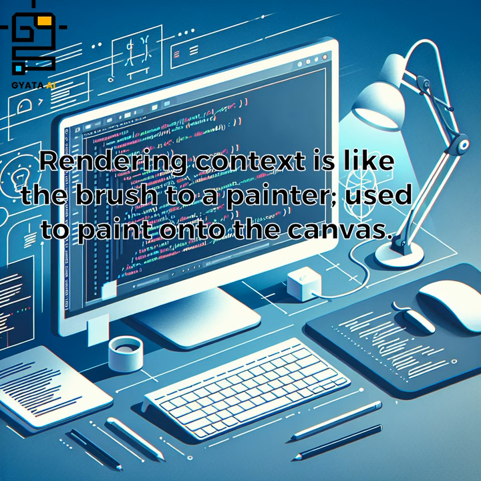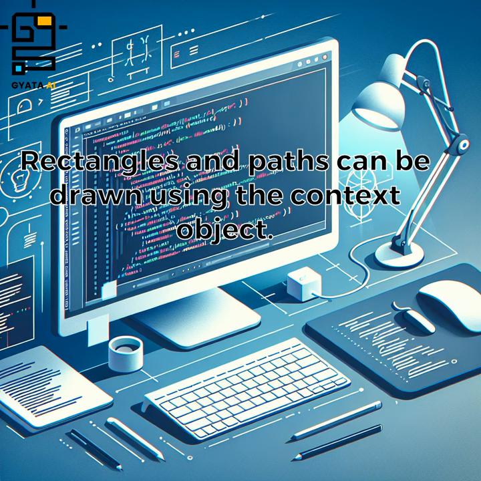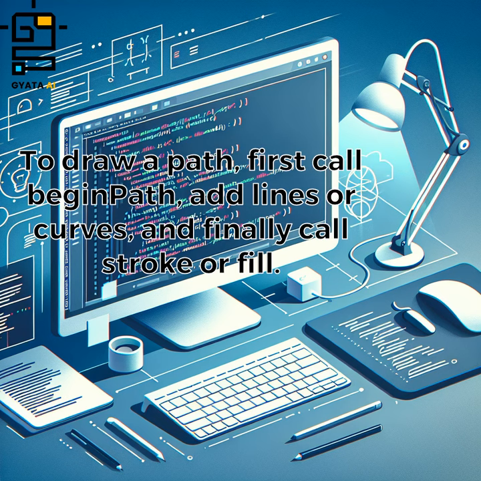Rendering context. Rendering context is like the brush to a painter, used to paint onto the canvas. The most commonly used context is 2D, drawing shapes. Rectangles and paths can be drawn using the context object. To draw a path, first call begin path, add lines or curves, and finally call stroke or fill.